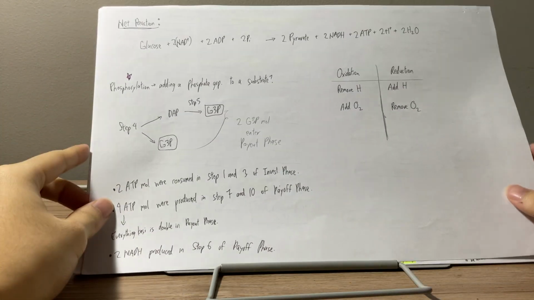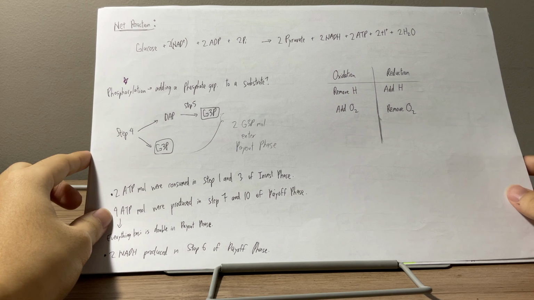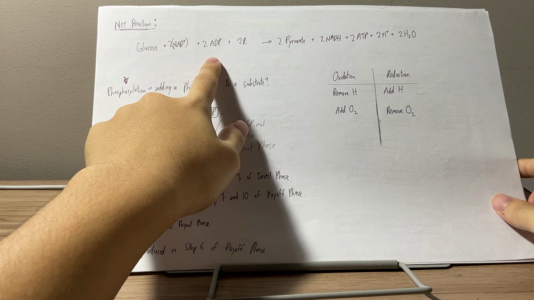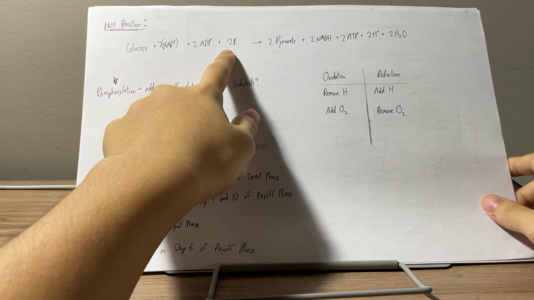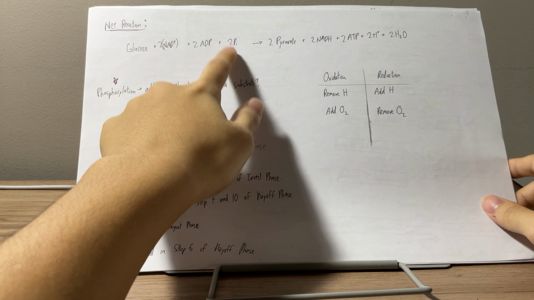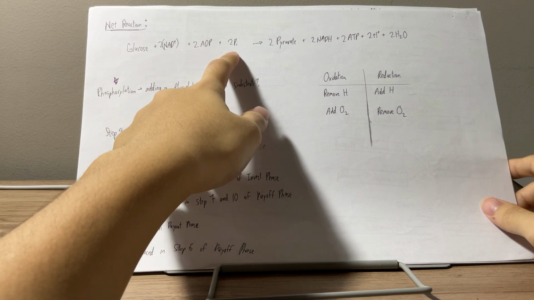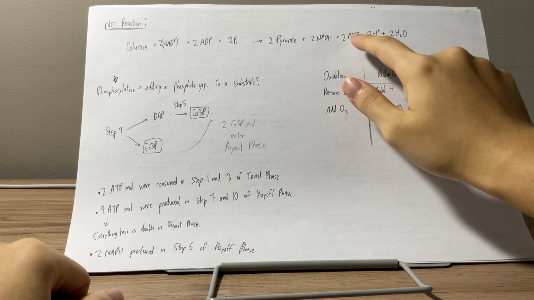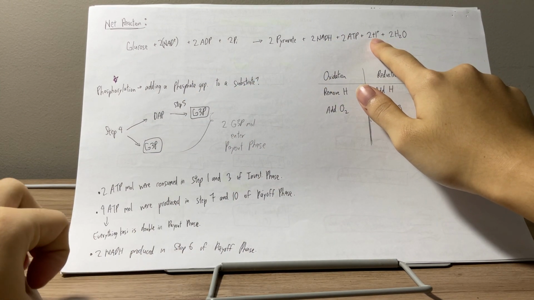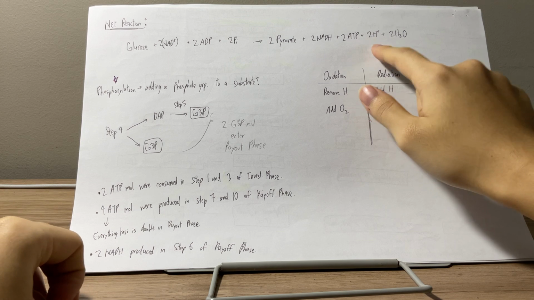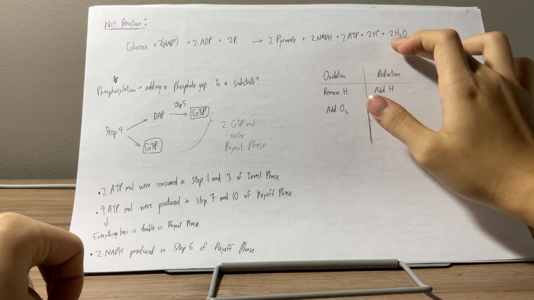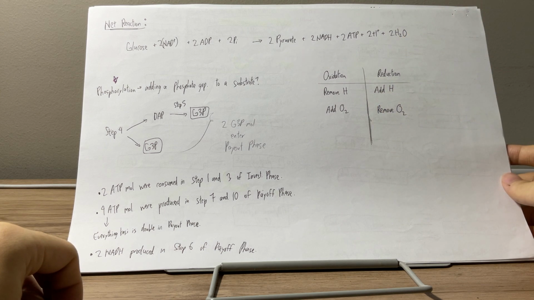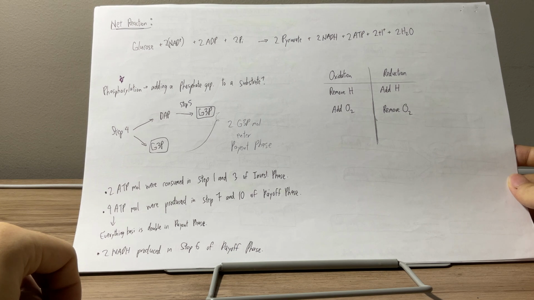What's this? Net reaction. Okay, so glucose plus 2 NAD+ plus 2 ADP plus what's this? Is this supposed to mean phosphate? I'm not sure. So this equals the production of 2 pyruvate, 2 NADH, 2 ATP, 2 H+, and 2 H2O. I'm not sure what that's supposed to imply.